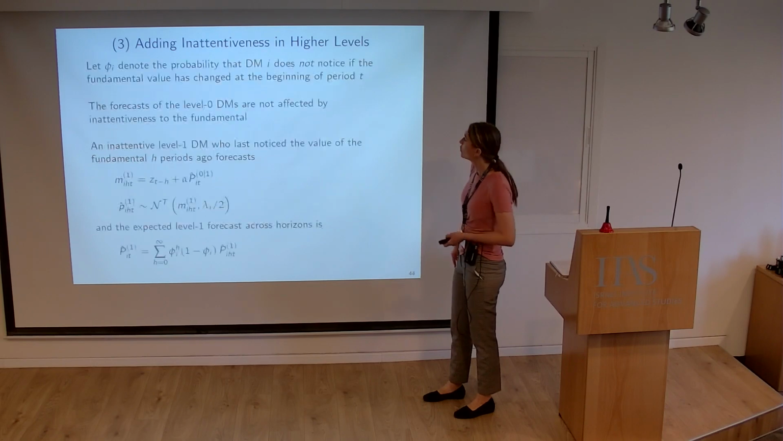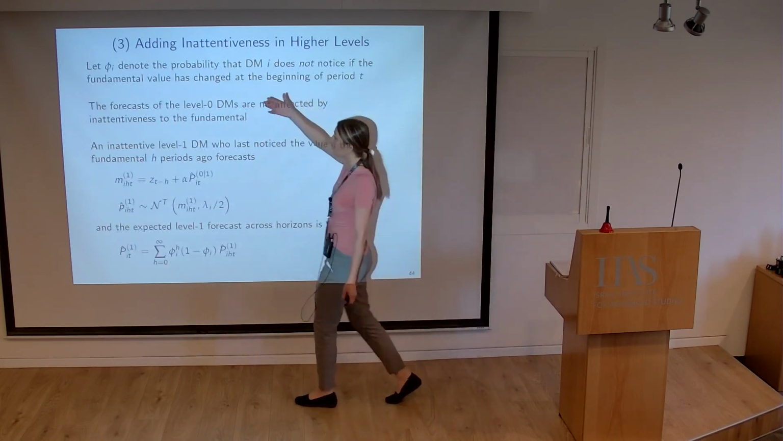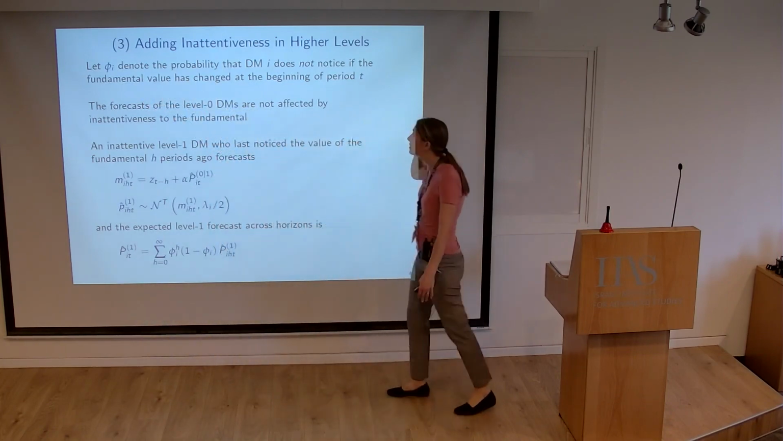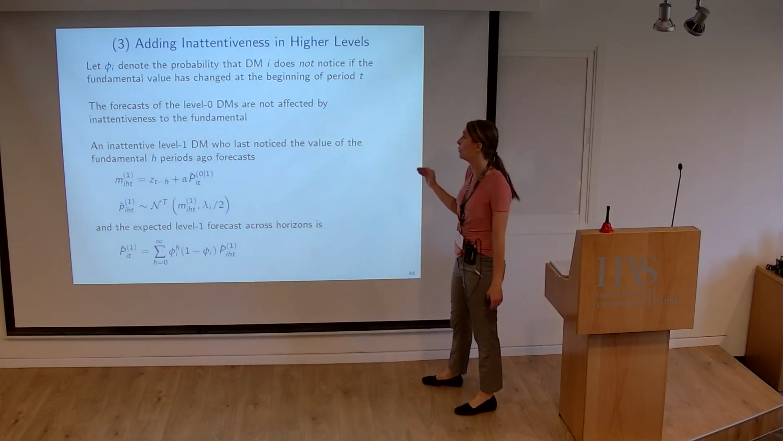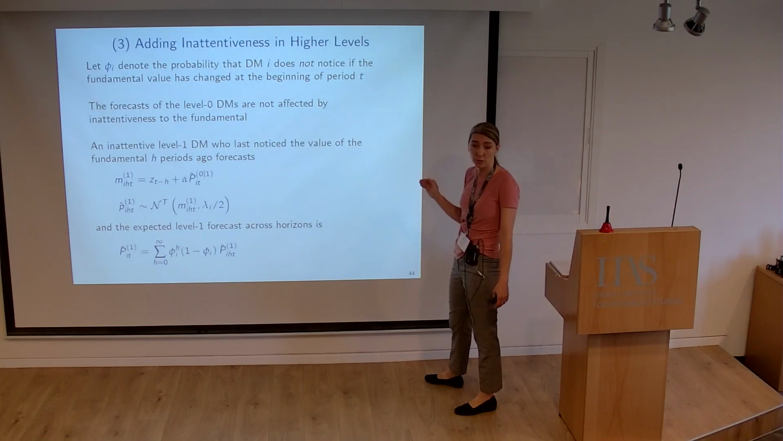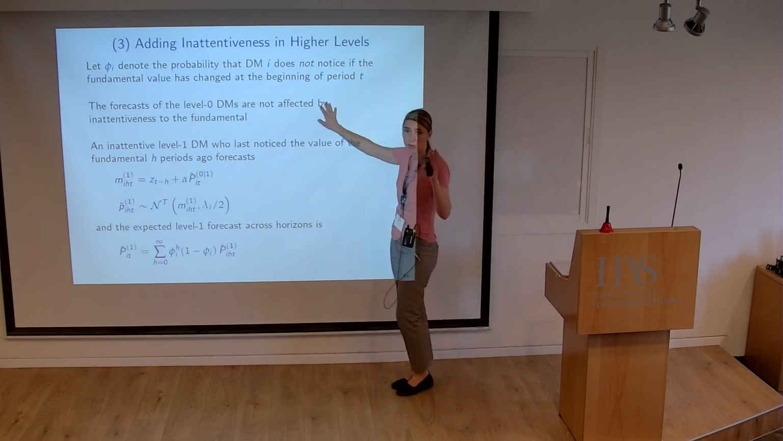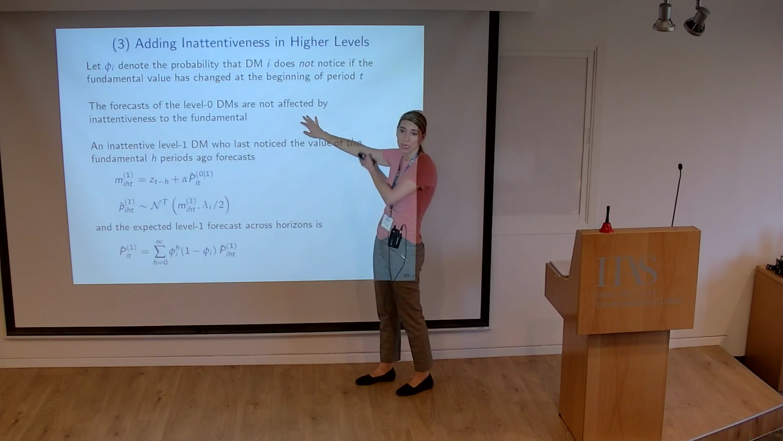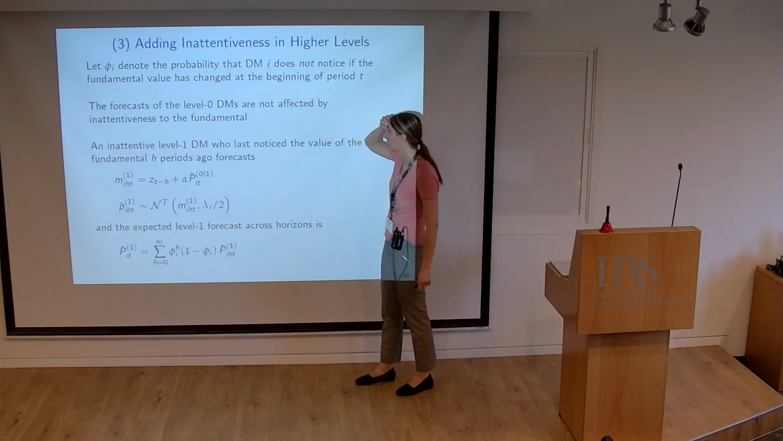I'm going to have another parameter, phi, denoting the probability that a decision maker does not notice if the fundamental value has changed at the beginning of period t. This is going to be constant, and I want to estimate this phi. The level 0 guys don't care about inattention. They're not paying attention to the fundamental anyway, and they're not paying attention to other people who might be paying attention to the fundamentals, so they're not affected.